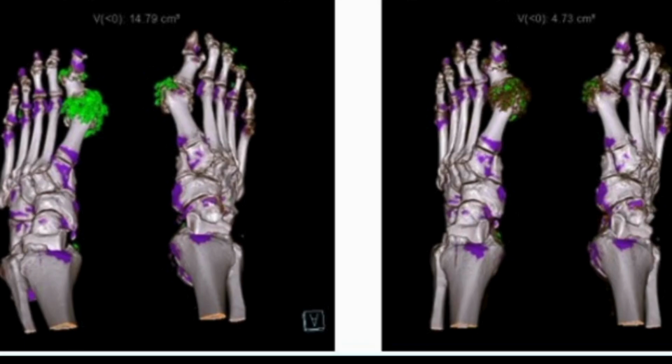Look at this picture. This is a DECT, dual energy computed tomography. In a DECT scan, green color indicates MSU crystals and purple indicates calcium. You can see how both the great toes are affected in this patient.